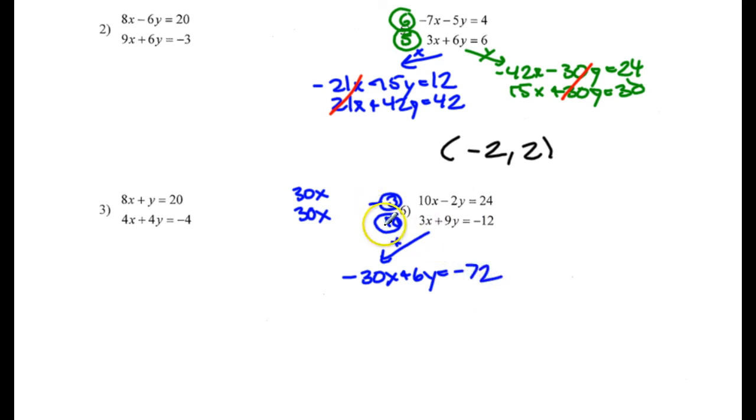Then I go to the second one, multiply everything by a positive 10. We didn't change the sign of this one. Positive 10 times positive 3 is positive 30x. Positive 10 times positive 9 is positive 90y. Equals positive 10 times negative 20, negative 120.